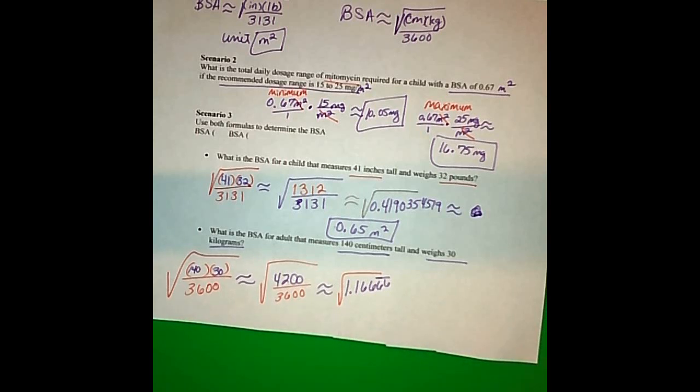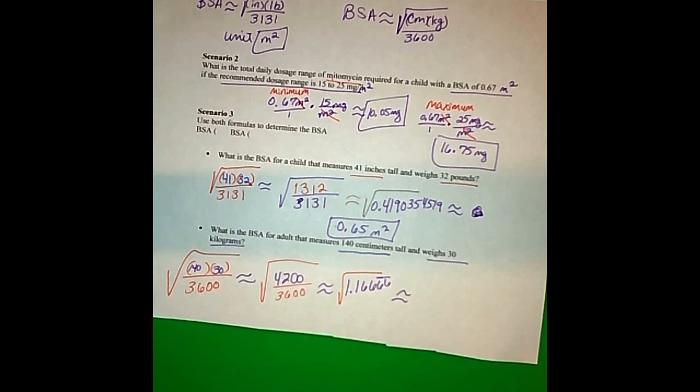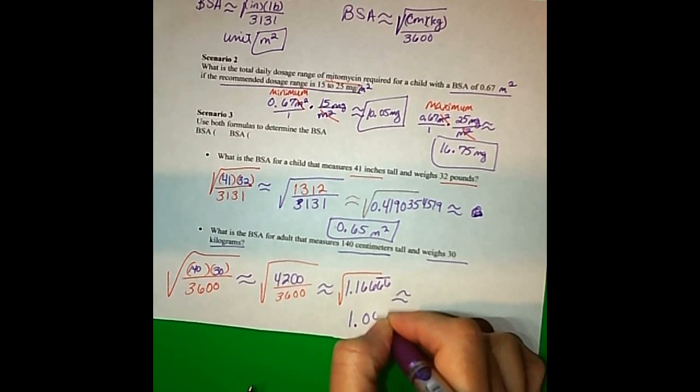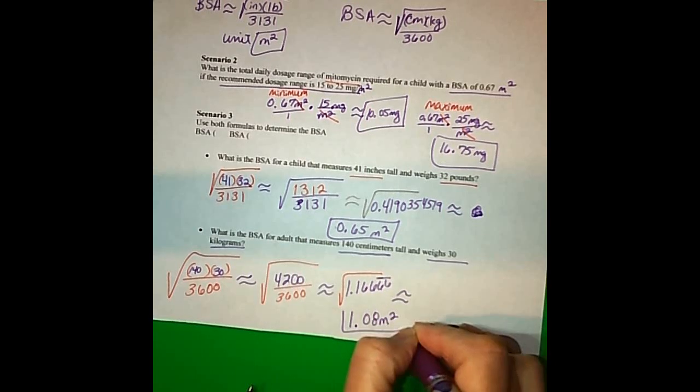So now we are going to square root this. And when I square root that number, I get a body surface area of, I'll put it right here, make sure you can see it, meters squared. Don't forget meters squared.